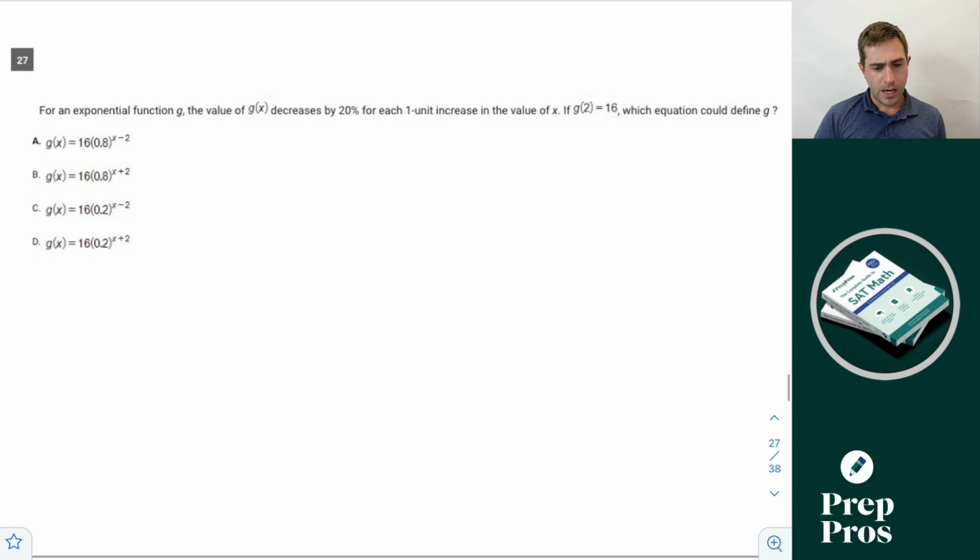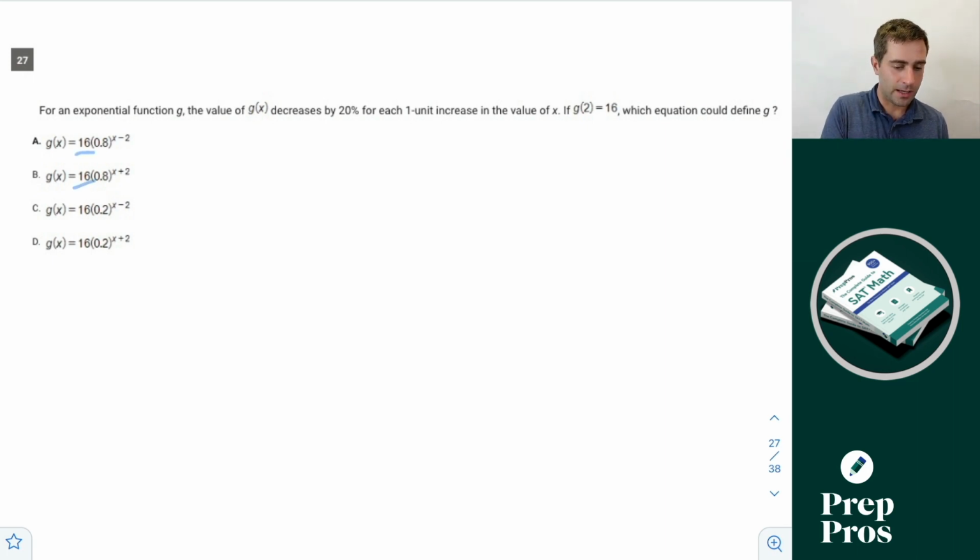All right, for an exponential function g, the value of g of x decreases by 20% for each 1 unit increase in the value of x. If g of 2 equals 16, which of the following could define g? Well, this is our starting value. This is our increase or decrease. This is always the same percent concept, 1 plus or minus. Well, this is going to be the same as 1 minus 0.2, so it's going to have to be 0.8. So that gets rid of C and D for us.